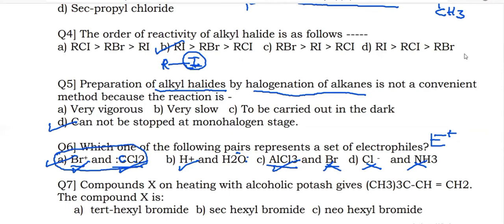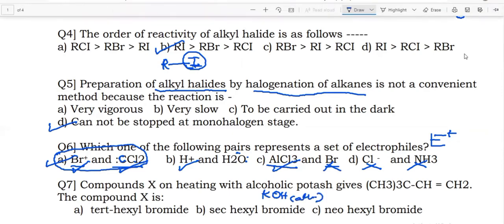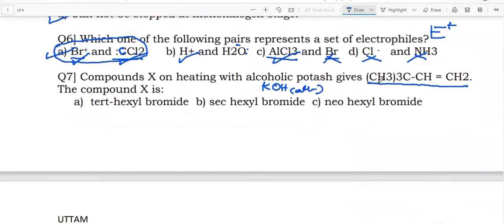Question number 7. Compound X on heating with alcoholic potash, that is alcoholic KOH, gives an elimination reaction. So (CH3)3C-CH=CH2, this is the product you are getting. What is the compound X, so what's the original compound? Here the options A, B, C, and D are all alkyl halides.